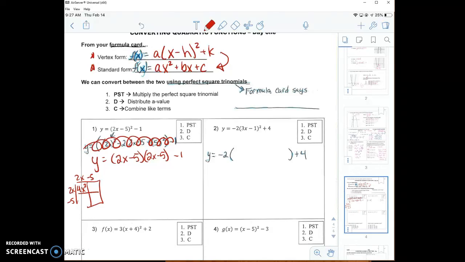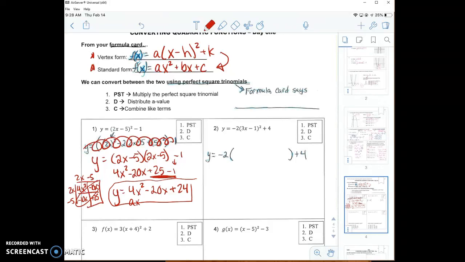This makes 4x squared, minus 10x. 2x times negative 5 is negative 10x, and negative 5 times negative 5 is positive 25. So this makes 4x squared, minus 20x, negative 10 and negative 10, plus 25. And I carry down my negative 1. Y equals 4x squared minus 20x. And my like terms are 25 minus 1, so that is positive 24. We are now in standard form, ax squared plus bx plus c.